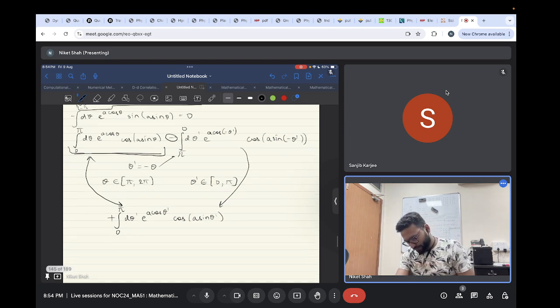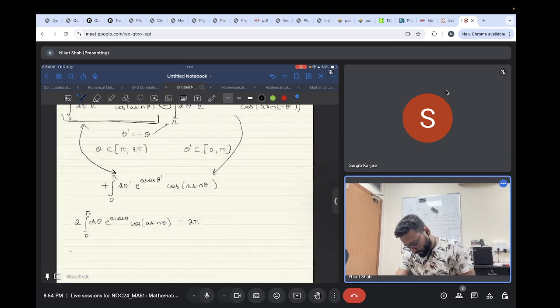which is why I'll claim that the whole integral from minus pi to pi is simply 2 into the integral from 0 to pi d theta e raised to power a cos theta cos of a sine theta, which is equal to 2 pi. Therefore, the integral from 0 to pi d theta e raised to power a cos theta cos of a sine theta is equal to pi.